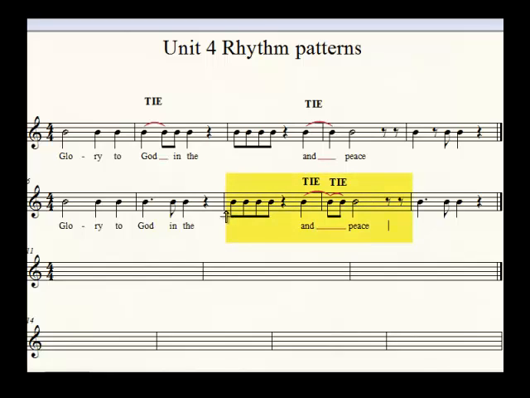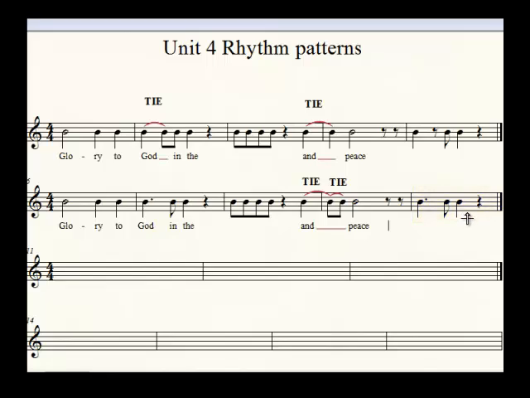Bar 3 and 4. 1, 2, here we go. Ta, ta, ta, ta, rest. And peace. Continue. Ta, ti, ta, rest.